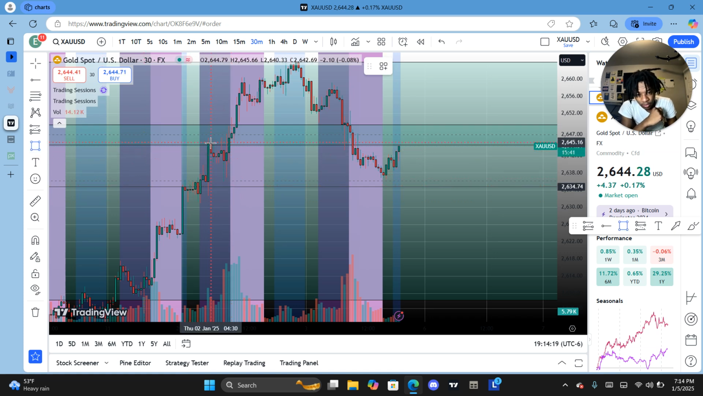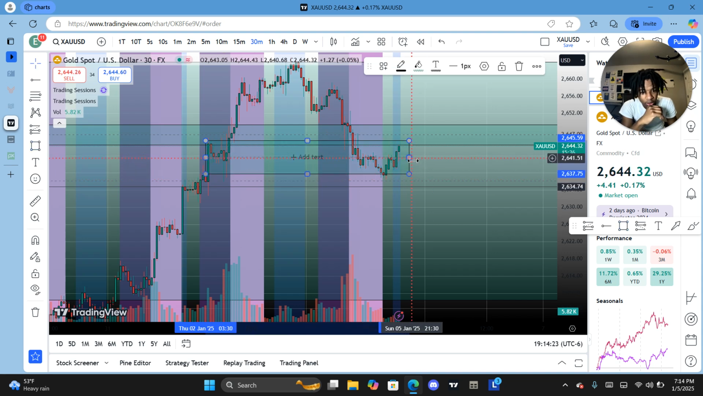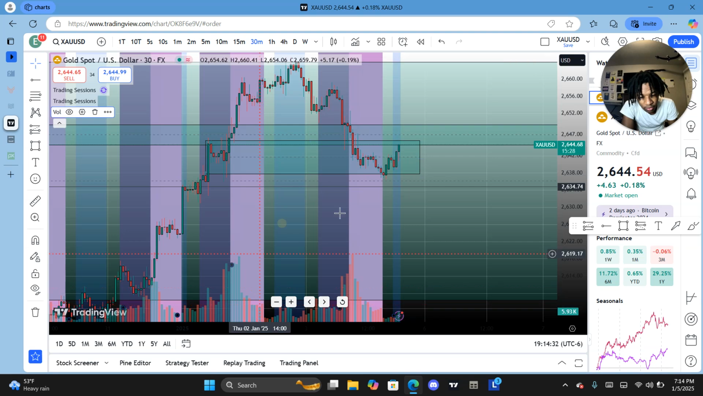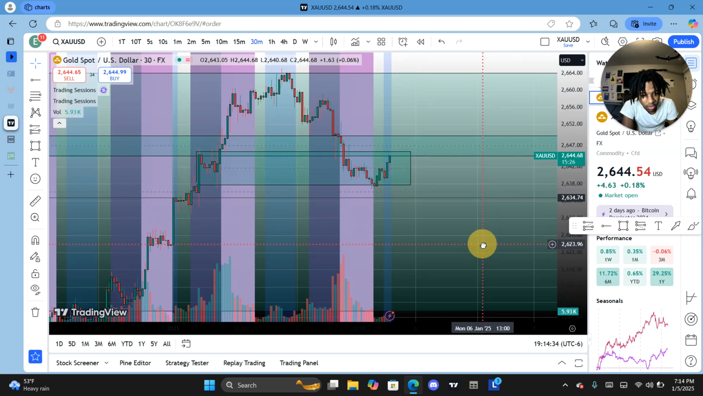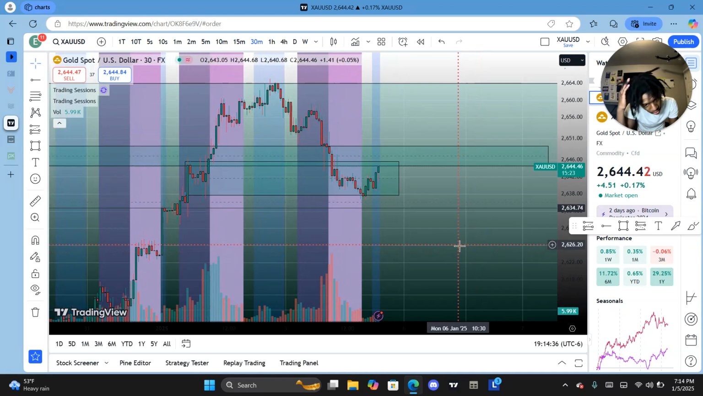I know it looks like I'm just marking up, but this is just a rough graph. Don't quote me on any of this. I wouldn't trade like this. It's not like I'm looking for a setup. I'm just trying to get a good prediction of the market, trying to understand where the market might go within this next week.